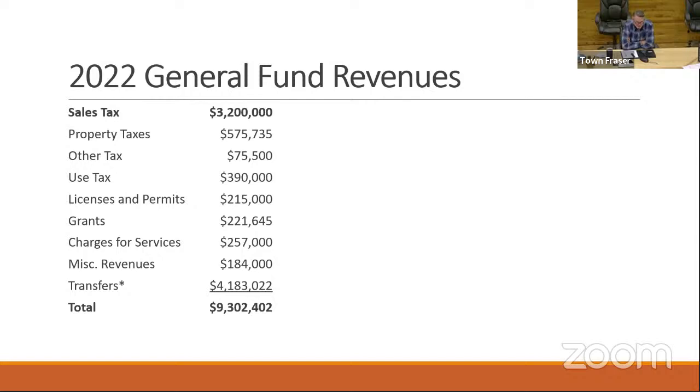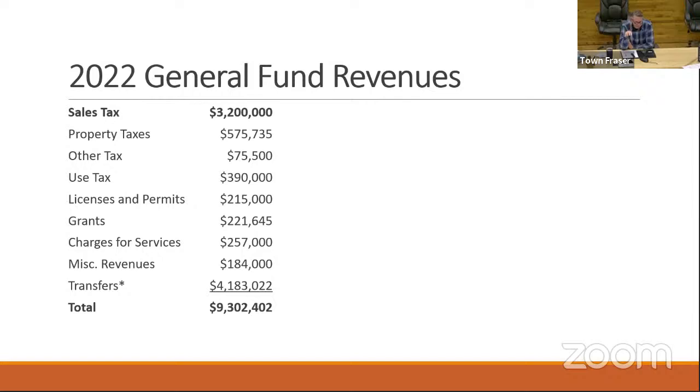And in balancing the budget, revenues plus reserves are considered your revenues, and they have to be more than your expenditures to pass a balanced budget. So in 2022, we're seeing about $9.3 million worth of revenue that is generated. That's up significantly over last year.